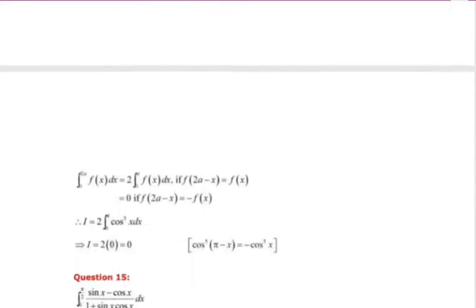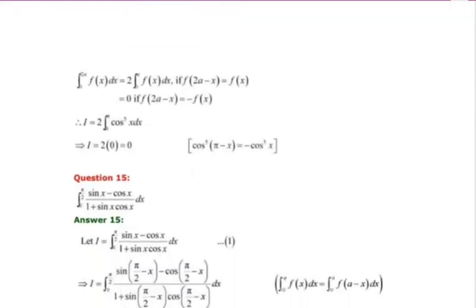So now it is known that the integral from 0 to 2a of f of x dx is nothing but 2 times the integral from 0 to a of f of x dx if f of 2a minus x equals f of x, and it is 0 if f of 2a minus x equals minus f of x. So let's see here, I equals 2 times the integral of cos to the power of 5x dx, which is equal to what?